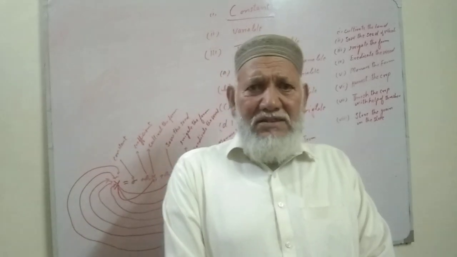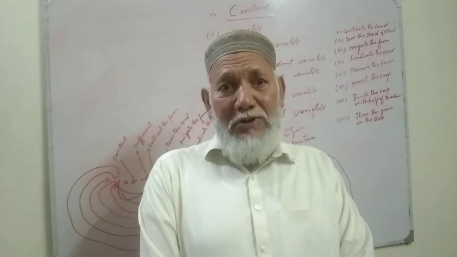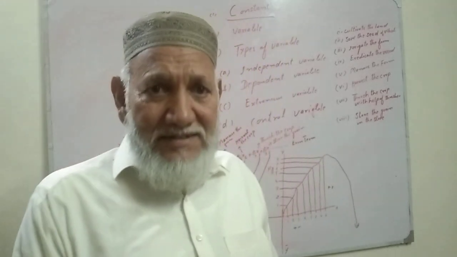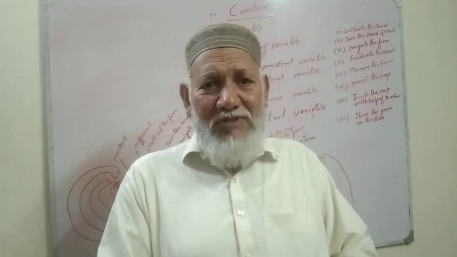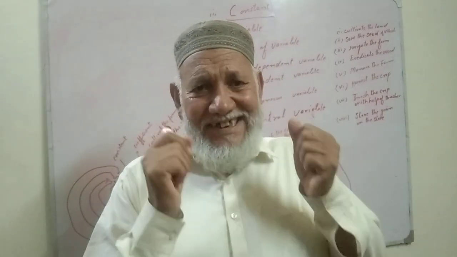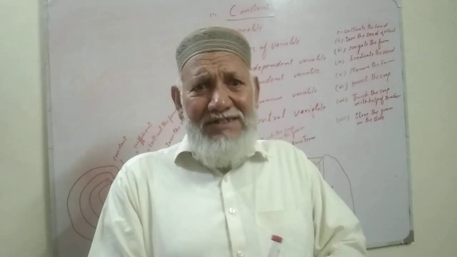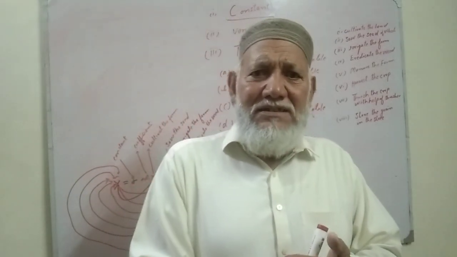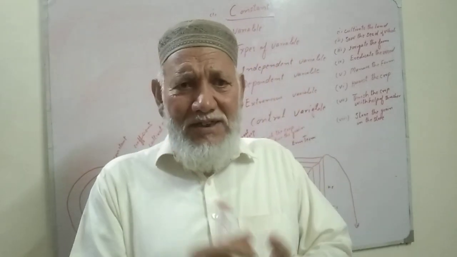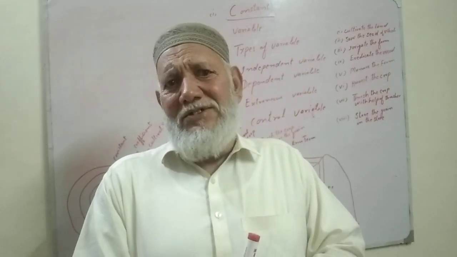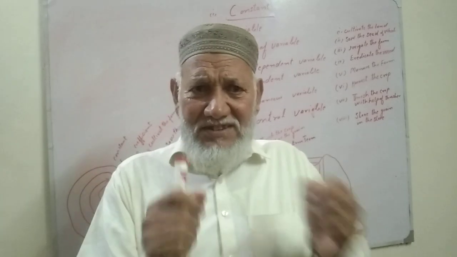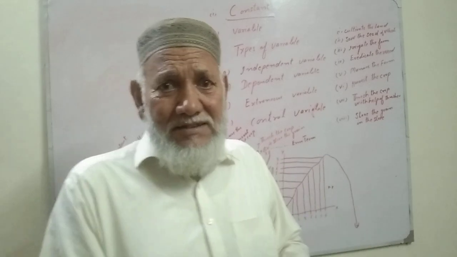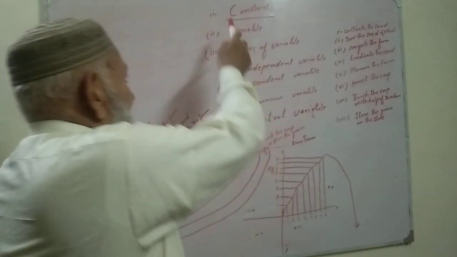Dear student, today we will give a lecture on the different atoms. Among these, the first one is the constant, the second one is the variable, and the third one is types of variable: independent variable, dependent variable, extraneous variable, and control variable. So now we want to discuss everything stepwise in depth. First one is the constant.